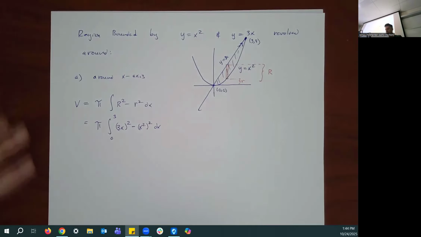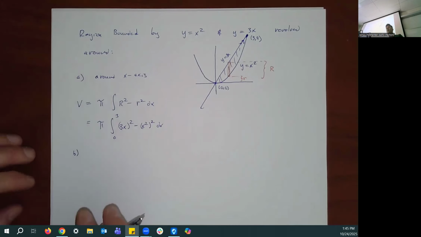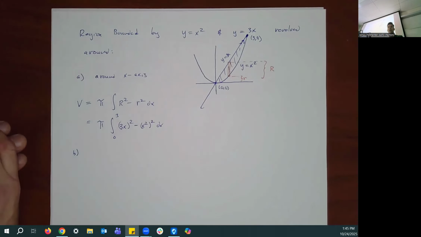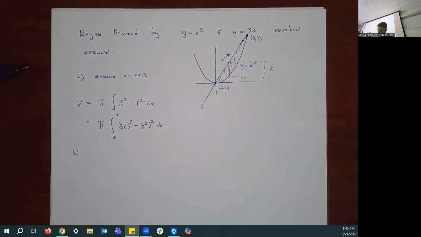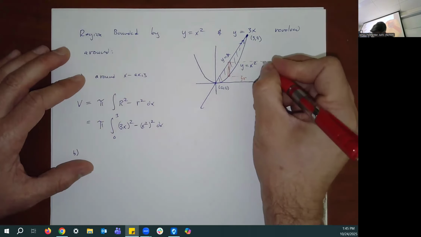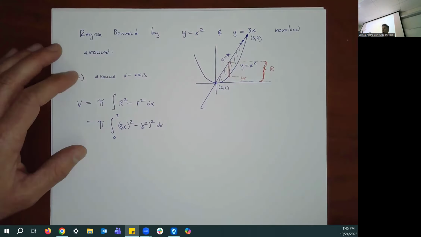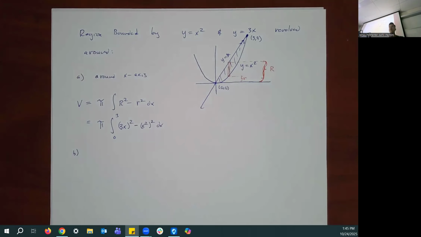Now things get more interesting if we revolve around a line that's parallel to the x-axis. Does capital R include little r? No, sorry, I didn't draw that very well. Capital R should go all the way down to the axis of rotation. It's how far it is from the axis to the further away function.